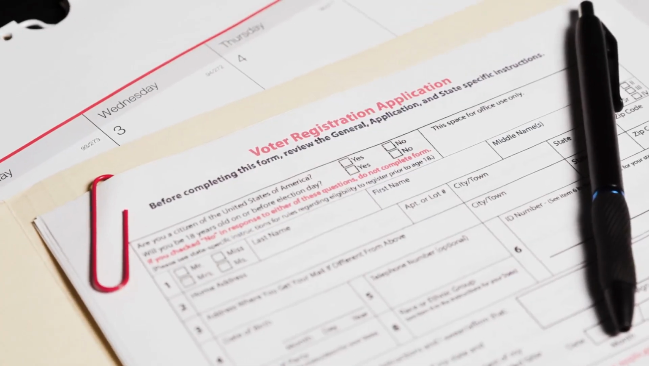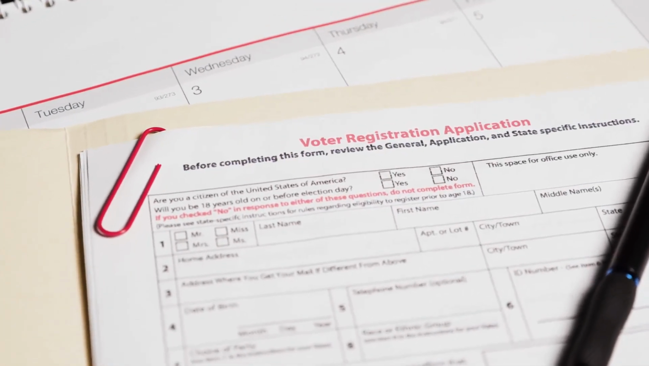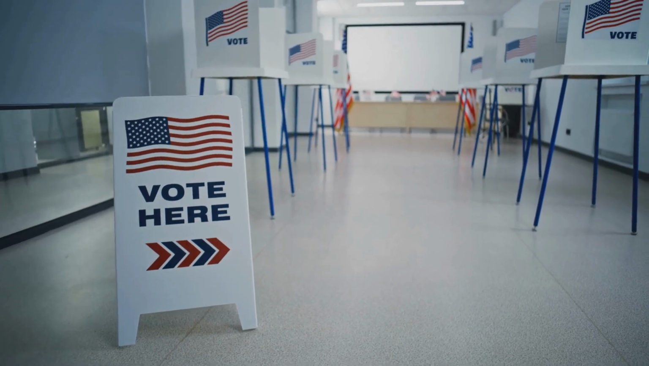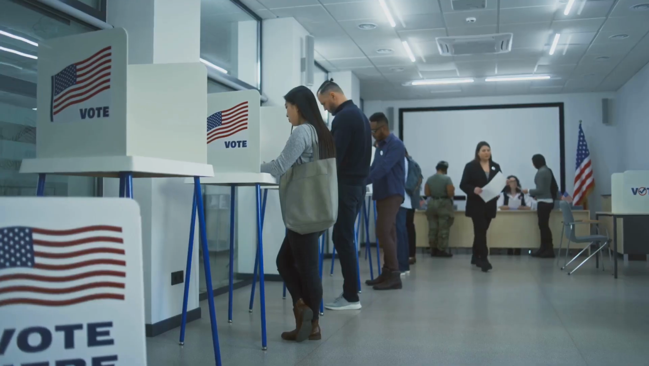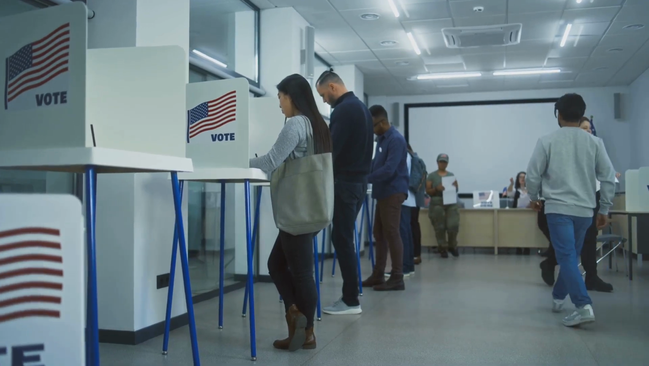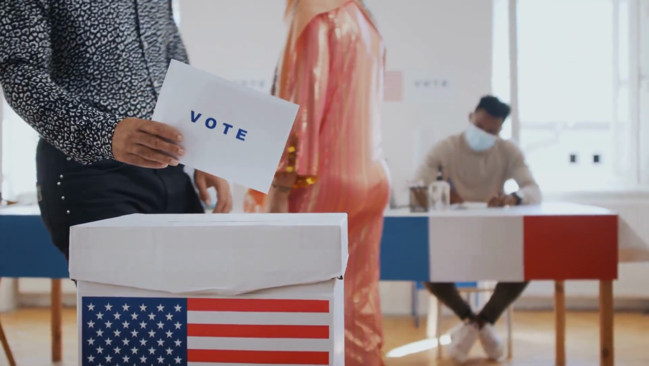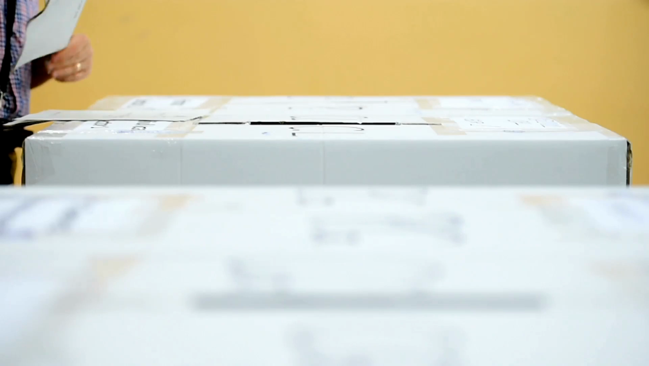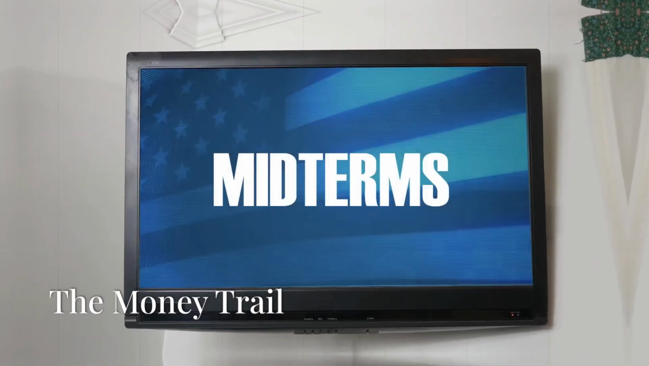For example, the National Voter Registration Act makes it easier for citizens to register to vote. The Help America Vote Act provides funding for states to improve their voting systems. And the Voting Rights Act protects the right to vote for all citizens, regardless of race or ethnicity. Election administration is a critical part of our democracy. It ensures that our elections are free, fair, and accessible to all eligible voters.